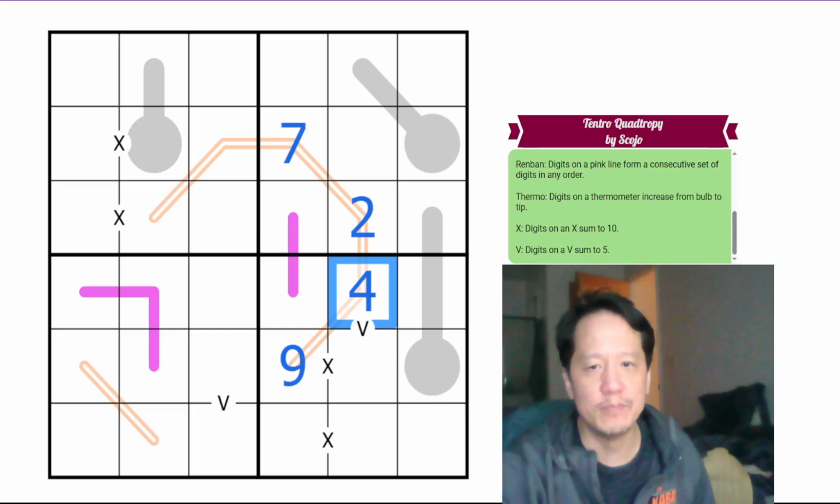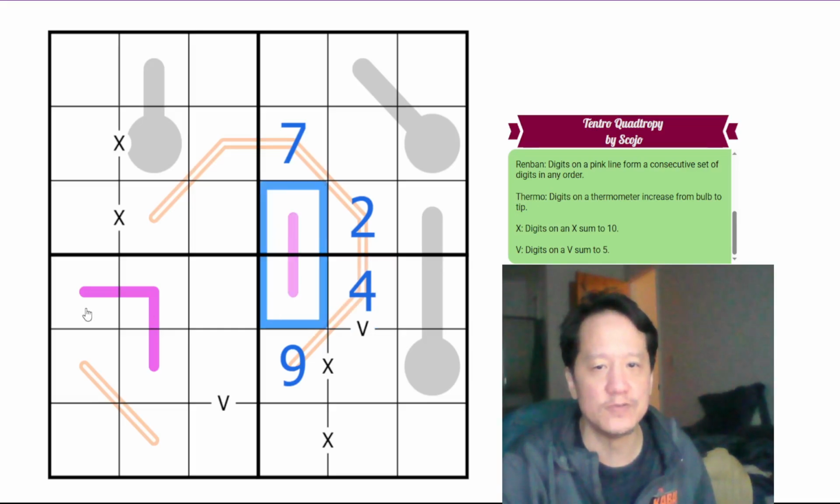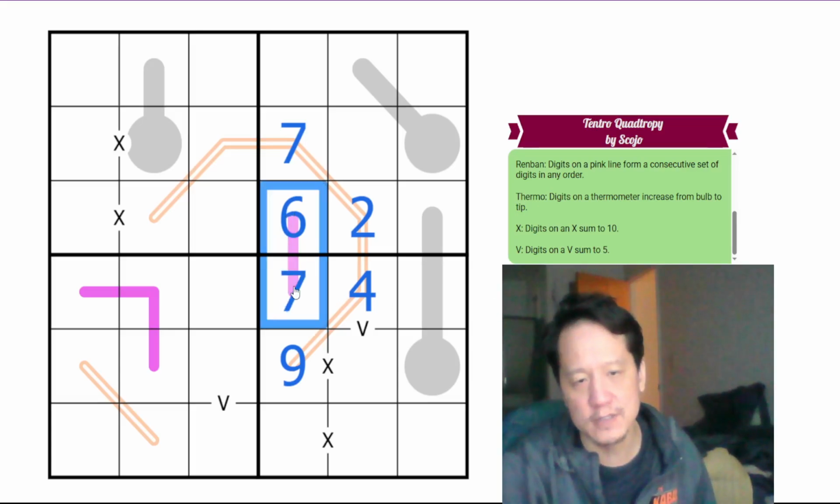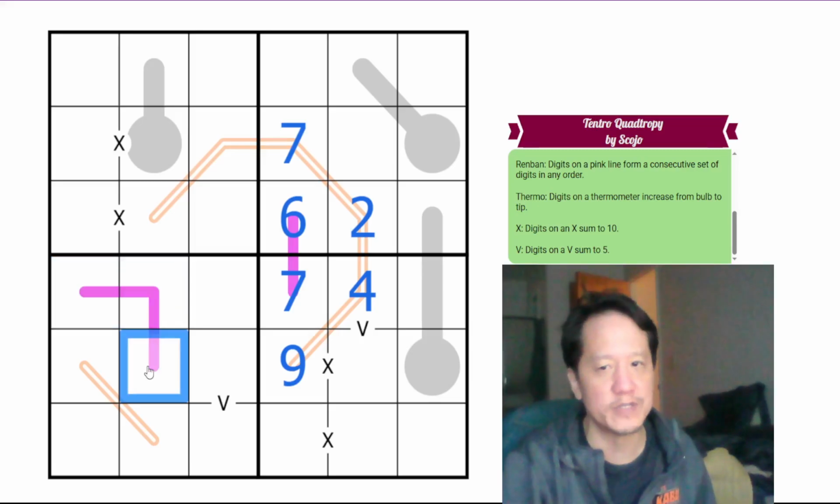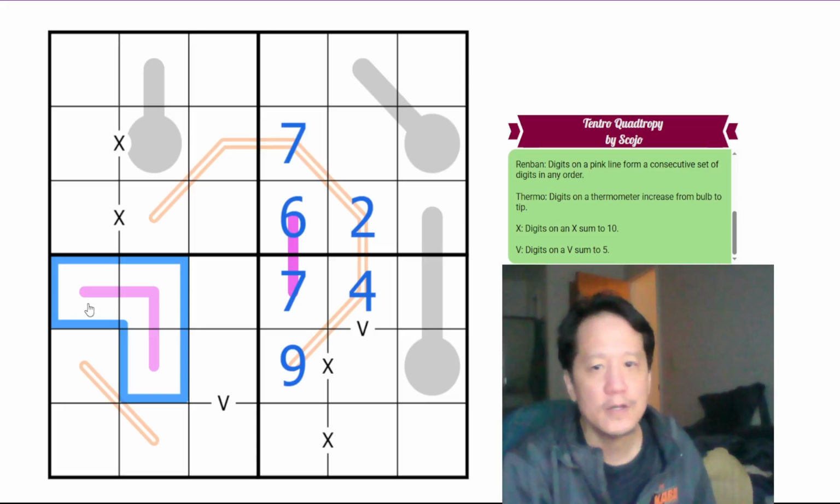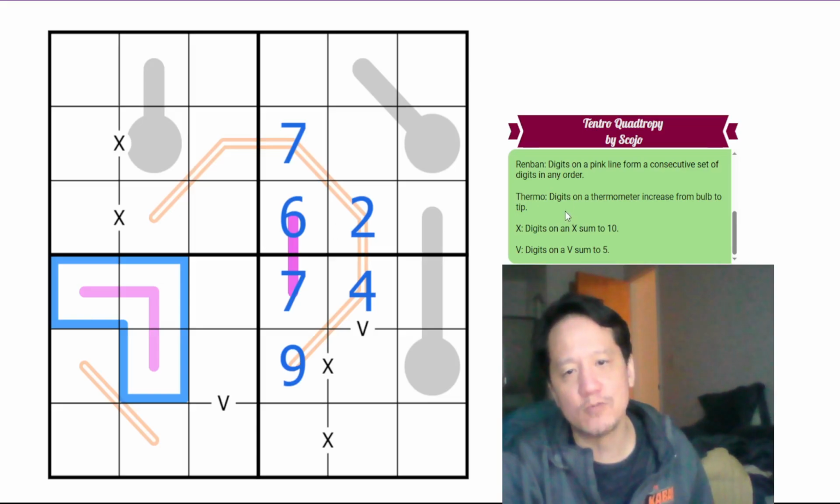We have Renban, where digits on a pink line form a set of consecutive digits in any order. So for example, if this were a 6, this would have to be 5 or 7 to be consecutive with it. And these must form a set of consecutive digits also. Those are examples of how Renban works.